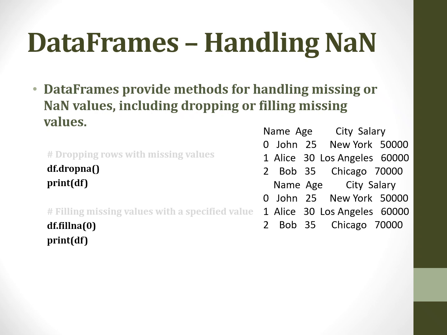Handling NaN. We have seen what NaN means: it is nothing but not a number. So how do we handle this NaN? We have various provisions for handling these missing values. We can either drop those values or fill them with some other values. The command which can be used for dropping the not a number values is data frame dot dropna.